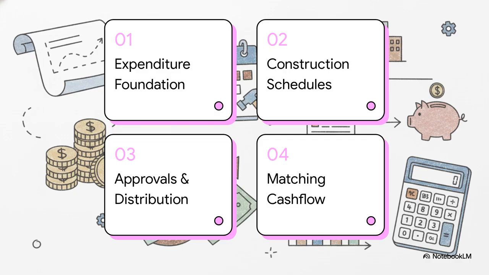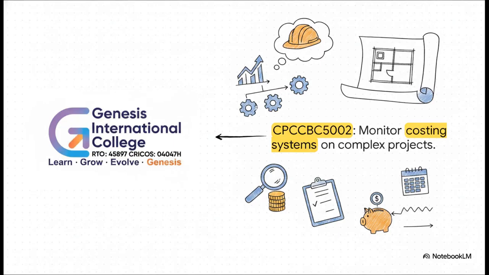Let's jump right in. Just a quick heads up, this explainer serves as your official guide for the unit CPCCBC5002, which is all about monitoring costing systems on complex building and construction projects. Mastering these concepts is exactly what's going to empower you to step up into the crucial role of a future builder or senior manager. It gives you the tools to investigate, evaluate, and report on project costing with absolute confidence.